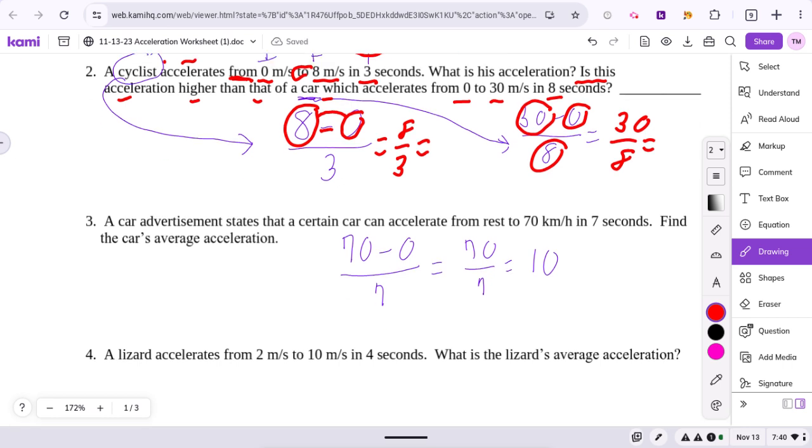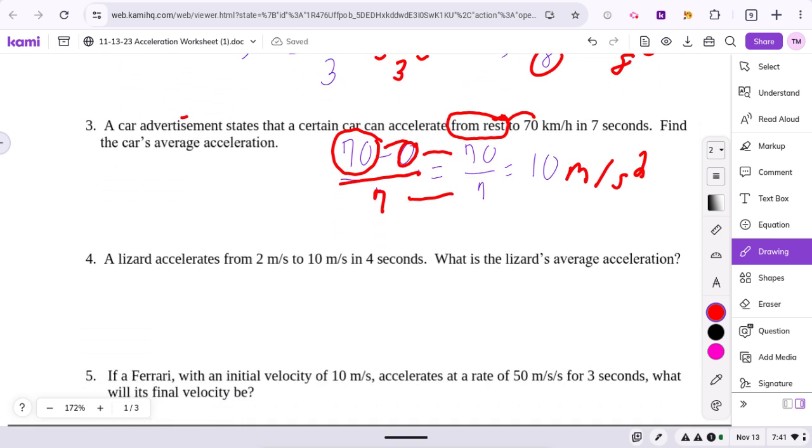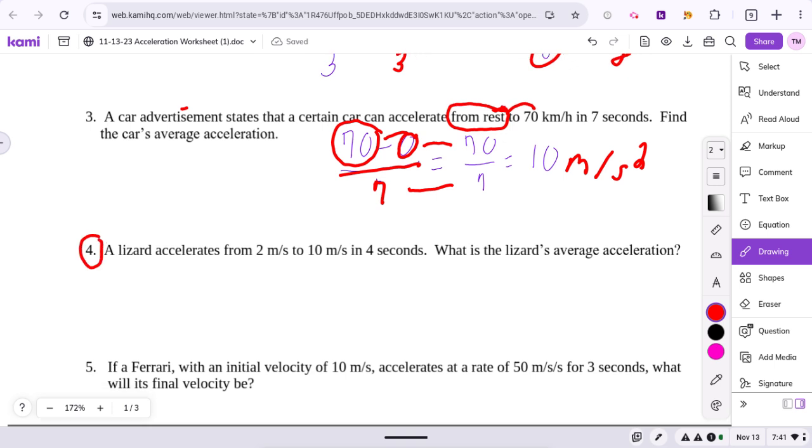Number 3, so the car advertisement states that a certain car can accelerate from rest. If something is resting, it's not moving, the velocity would be 0. So from rest to 70, that's the final velocity, and it takes 7 seconds. So once again, just subtract, you get 70 over 7, and you divide, and don't forget to label meters per second squared or meters per second per second. A similar process on number 4.